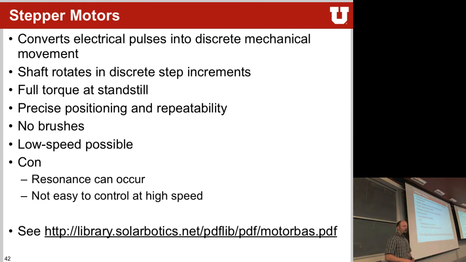Same for pretty much any printer out there: it uses stepper motors to either feed the paper through or move the carriage around, and then they have a feedback loop to make sure that everything is accurate.